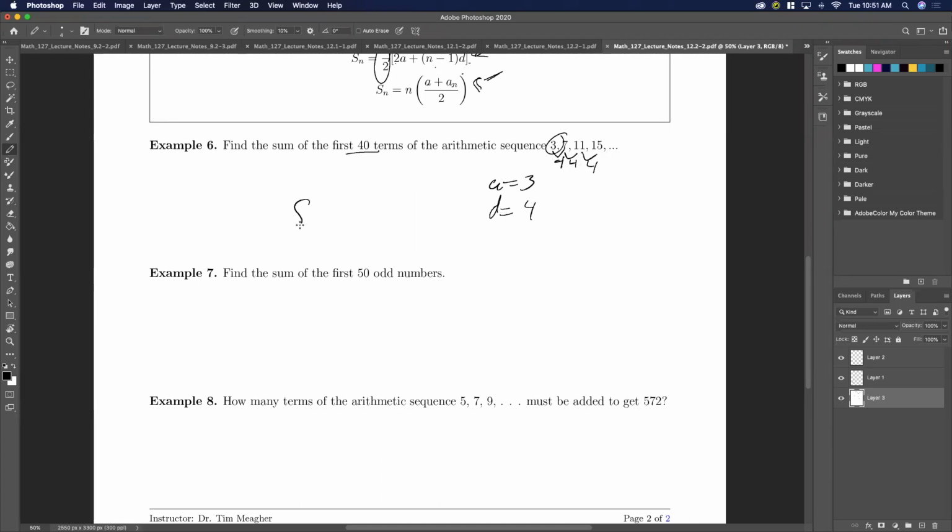So the sum S_n is 40 over 2, which is just 20, times 2 times a, which is 3, plus n minus 1, so 39 in this case, times 4. This you just crunch through a calculator. So it'll be 20 times 6 plus 156. So this ends up being 3,024. I'm cheating for that number. I'm not actually calculating it. Don't let me lie to you. I have it in front of me. I pre-calculated this one.